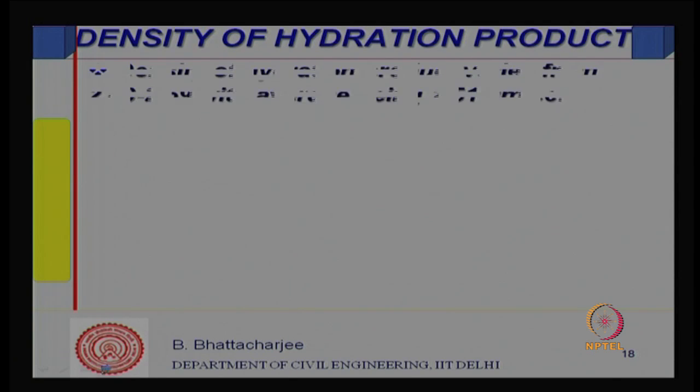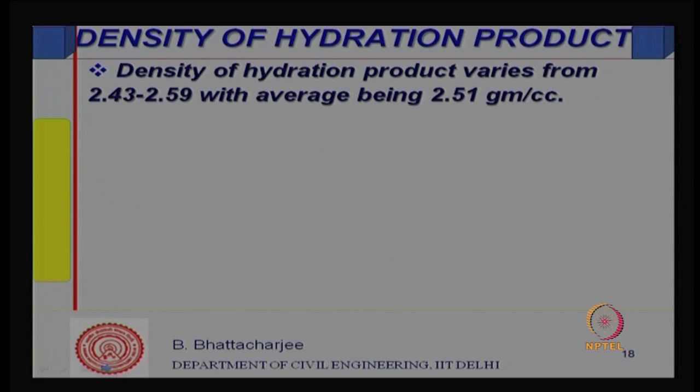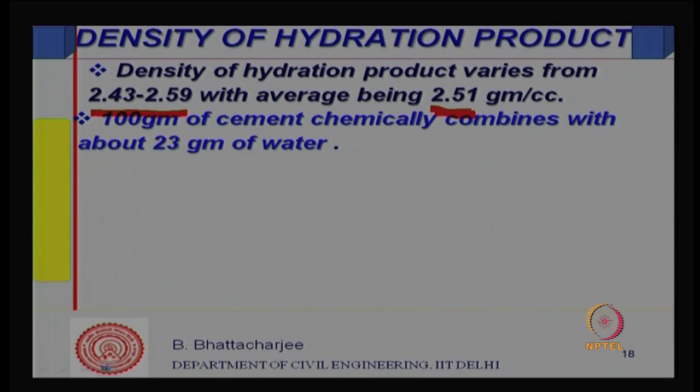This is one piece of information. Another information that became available from early experiments in the 1950s is that the density of the solid product of hydration varies from 2.43 to 2.59, and if you look at the average, it will be 2.51 grams per cc. So, 100 grams of cement therefore chemically reacts with 23 grams of water, 1 gram with 0.23.